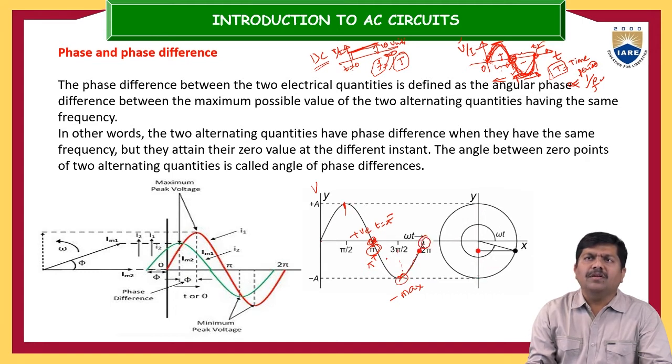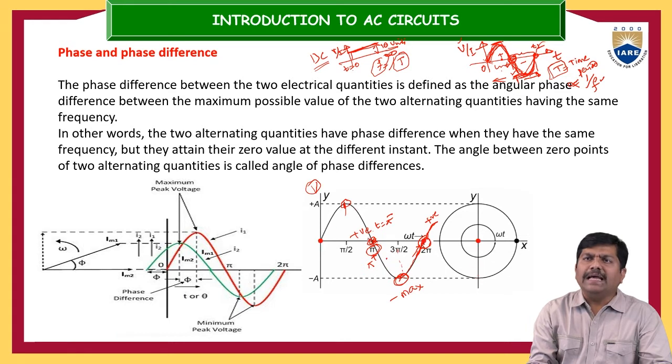Similarly, at omega t equal to 2 pi, just before reaching 2 pi, the quantity has a negative value. From omega t equal to 2 pi onwards, it is going to complete one more alteration cycle. So omega t equal to pi and omega t equal to 2 pi are the zero crossing points, and this is the positive peak and this is the negative peak.